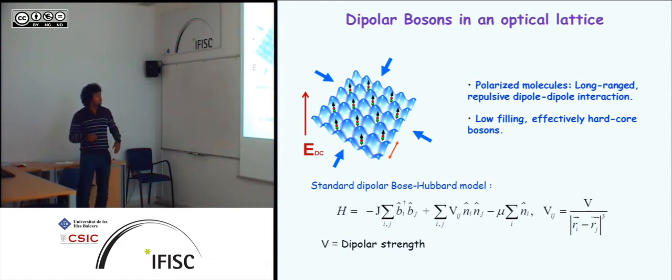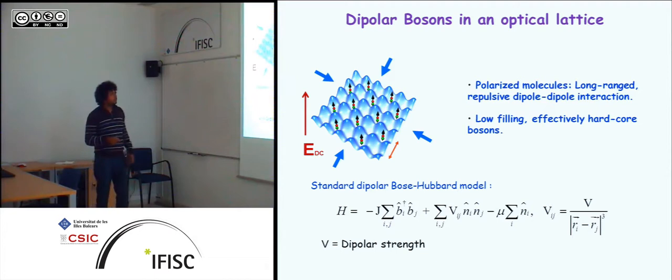So what we have here is a lattice and we have these dipoles. Here we have talked about molecules, so they are electric dipoles. And you put an electric field perpendicular to this plane. So this is the direction. Now if you have two dipoles which are pointing up in this plane, then they will always interact via repulsive interaction.